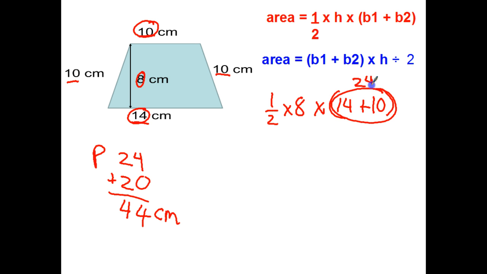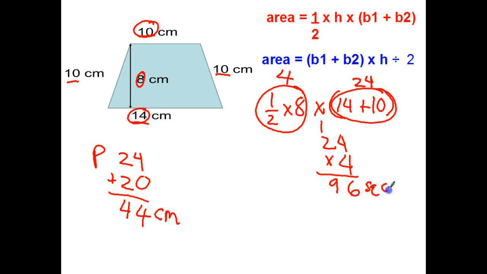So now when I go to do this, most people would do the parentheses first. 14 plus 10 is 24. Half times 8 really means half of 8, which is 4. Then I got 4 times 24 left. 16, carry my 1. 4 times 2 is 8, plus 1 is 9. 96 square centimeters.